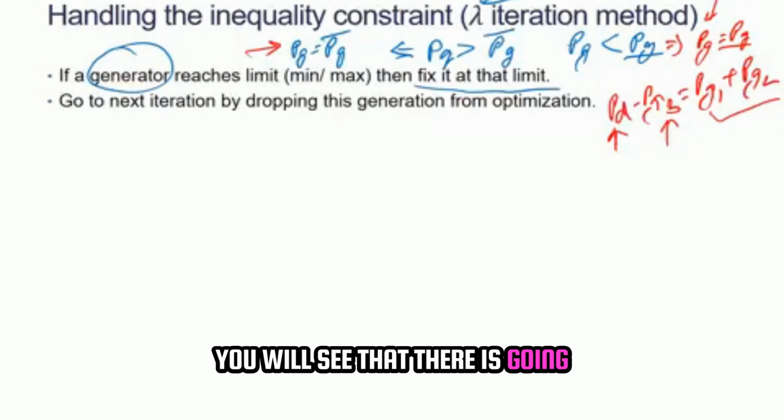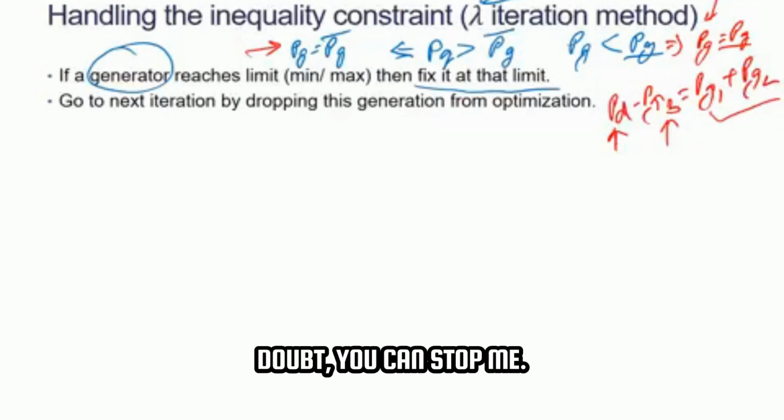You will see that there are going to be three equations and three variables, PG1, PG2 and lambda. So three equations, three variables, and you can easily solve it and you will get the values of PG1, PG2 and lambda. Right, I hope this is clear to everyone. If you have any doubt, you can stop me.